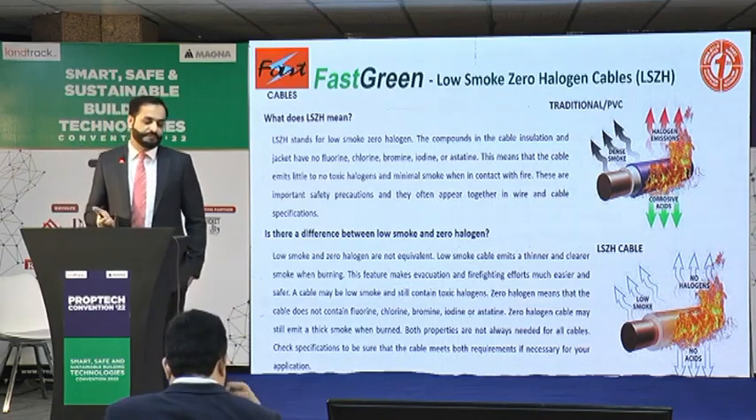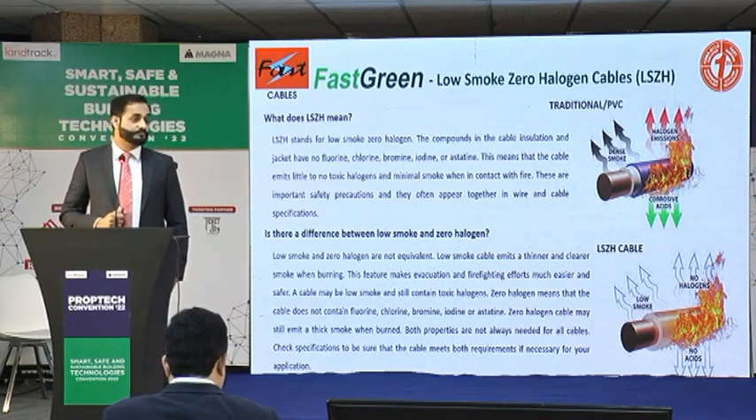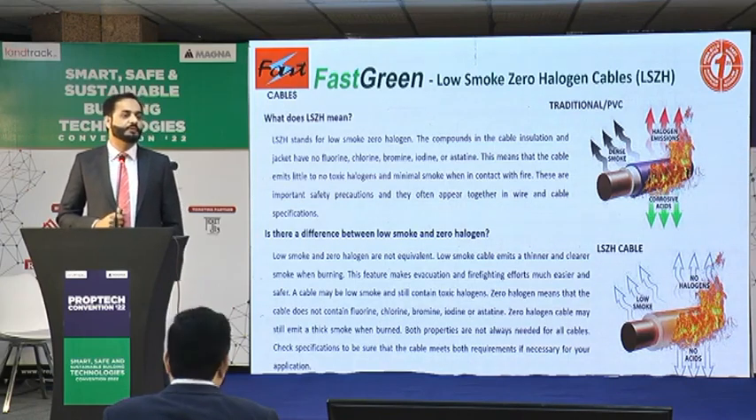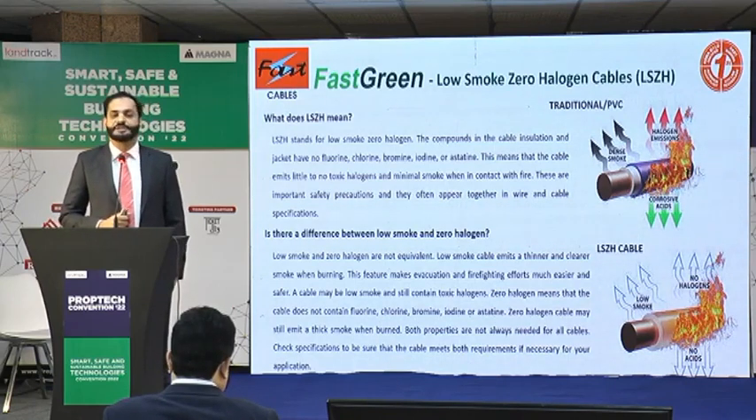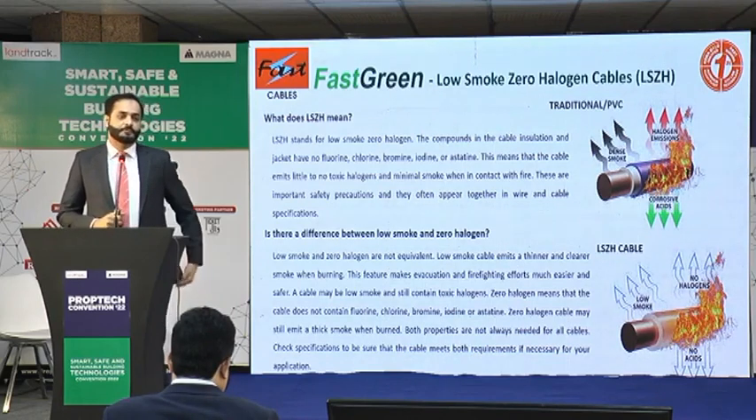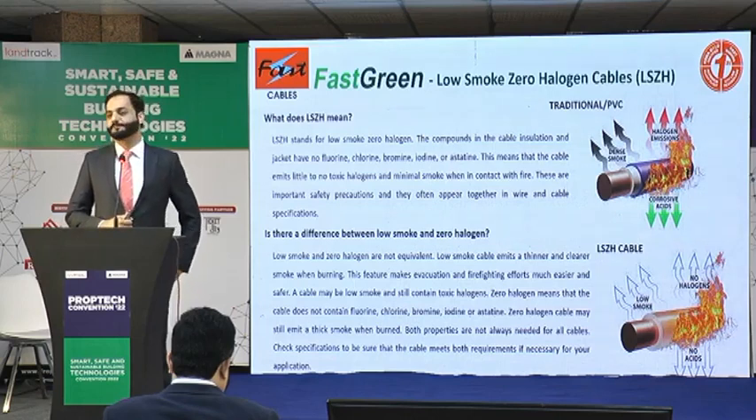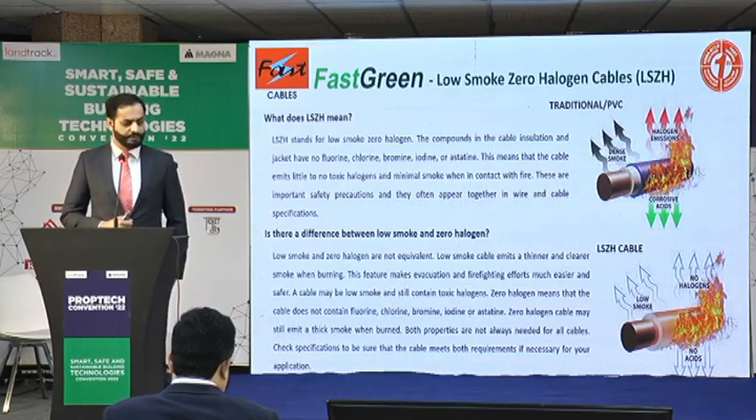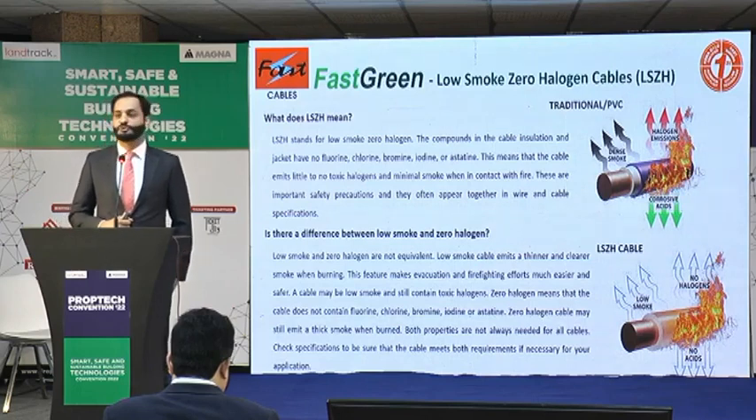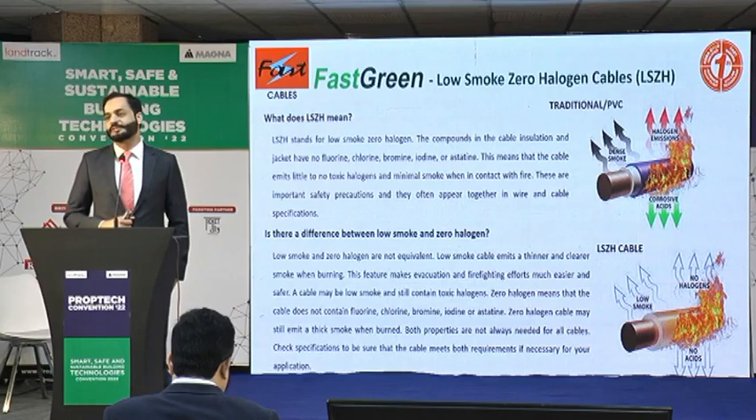What is the difference between low smoke and zero halogen? There are two types. You can use them separately. You can use only low smoke cables, and you can use only zero halogen cables. And you can use them combined also. It depends on the application. Whenever you use low smoke, the product will have less smoke. And whenever you use a zero halogen cable, in that case there will be no toxic gases.